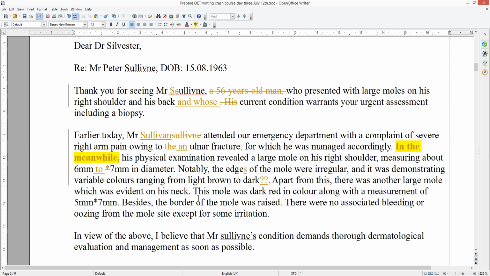Apart from this, there was another large mole which was evident on his neck. This mole was dark red in color with a measurement besides them. But why do we have 4 sentences about a single mole? You could put all this into one sentence. Also, there was the examination revealed another mole on the neck, 5 to 7 millimeters in size, which was dark red in color with raised borders. You could put those 3 sentences into a single sentence instead of having 1, 2, 3, 4 for one particular mole. I think that's too many.